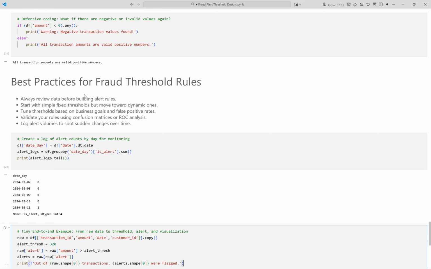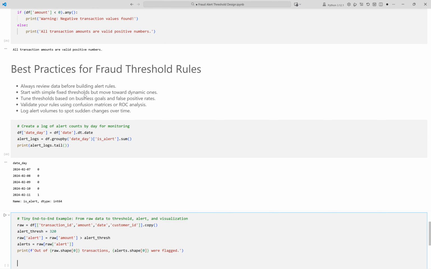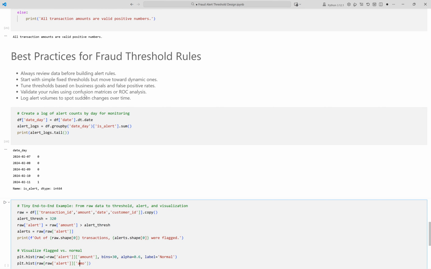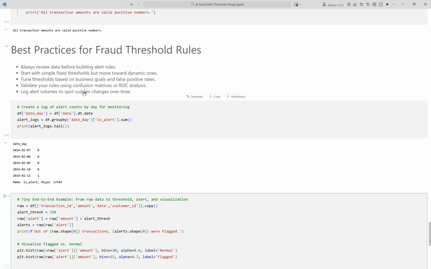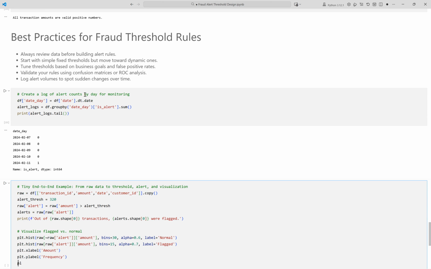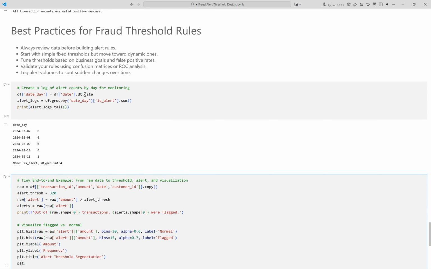We plot a histogram for both flagged and normal amounts for visual clarity. We plot normal transactions as a blue background. We plot flagged transactions as an overlay. We label the x-axis as amount. We label the y-axis as frequency. We title the plot to show the purpose. We add a legend. We display the visualization.